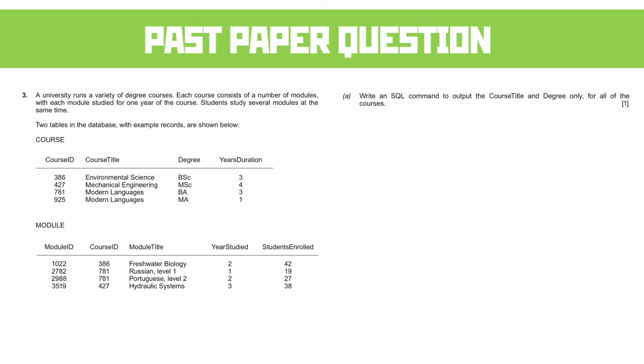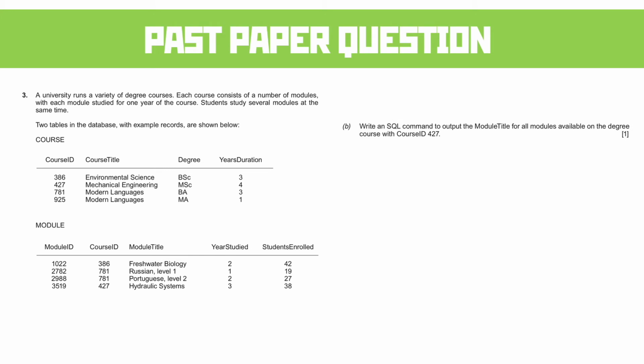So question A, write an SQL command to output the course title and degree only for all the courses. All right then, well, it's going to be reasonably straightforward. It's a select query. Select the course title, the degree from course. Straightforward. Part B, write an SQL command to output the module title for all modules available on the degree course with the course ID 427.